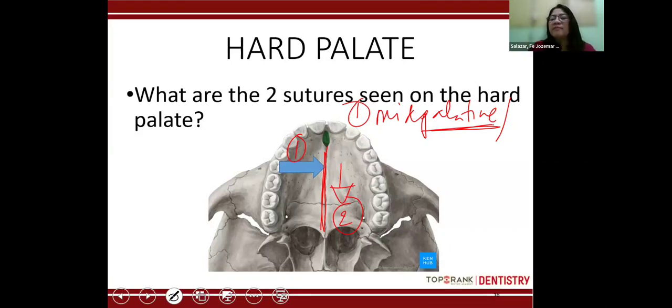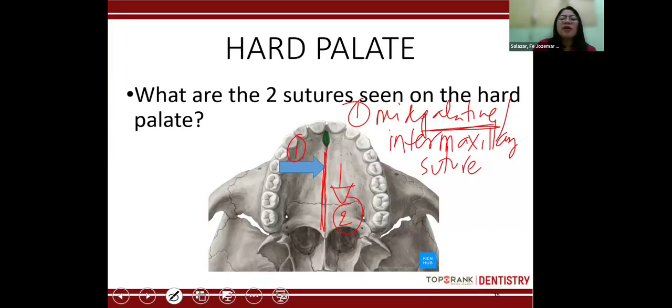Other name for the mid-palatine suture. Other name. It's also called the, yes, very good, intermaxillary suture.